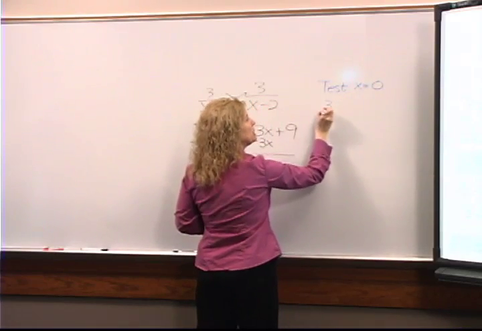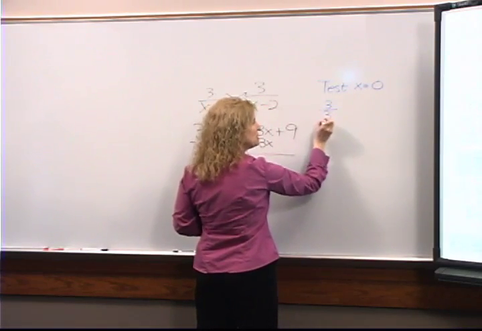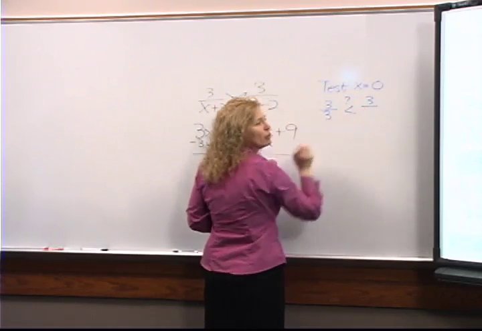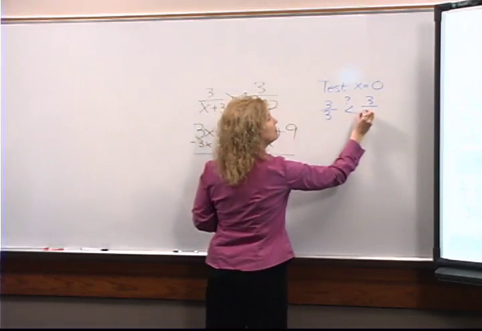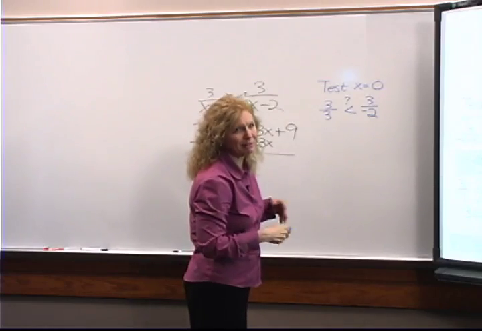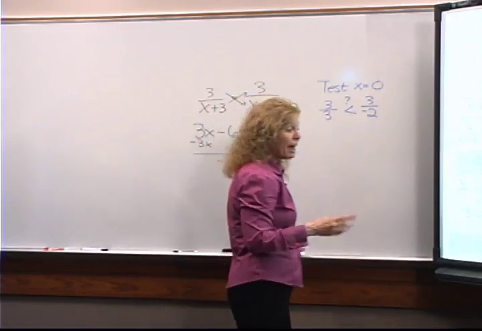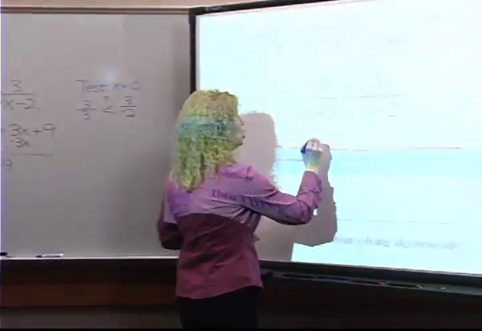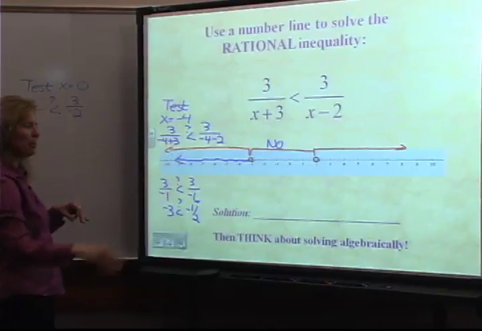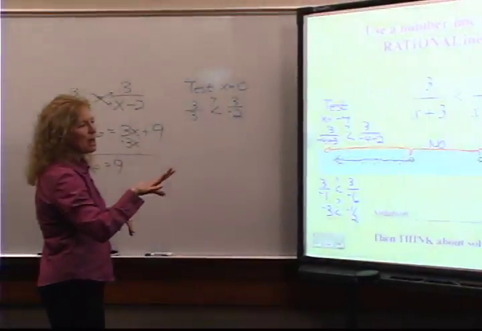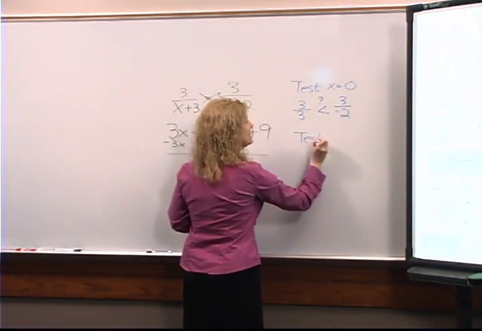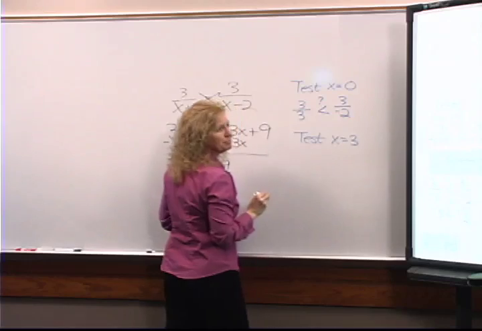So I have 3 over 0 plus 3 is 3. Is that less than 3 over 0 minus 2 is negative 2. Well, no, I can't have a positive be less than a negative. So that's a pretty quick and easy guy. No. Seems like I'm always getting these outside parts. Let's try something bigger than 2. Let's test x equals 3.